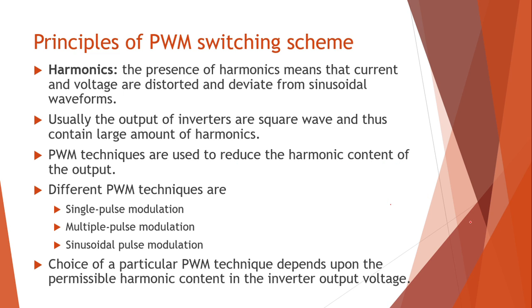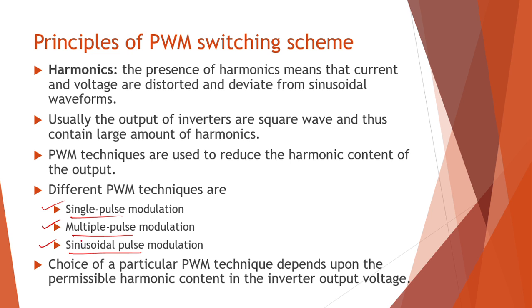Now, we have already mentioned that the output of the inverters is a square wave and contains a lot of harmonics. The PWM techniques help us to remove a particular amount of harmonics from the output. And the remaining higher order harmonics can be removed by using filter circuits. Now, you have three different PWM techniques: single pulse modulation, multiple pulse modulation and sinusoidal pulse modulation. These are the three techniques that we are going to discuss in this video.